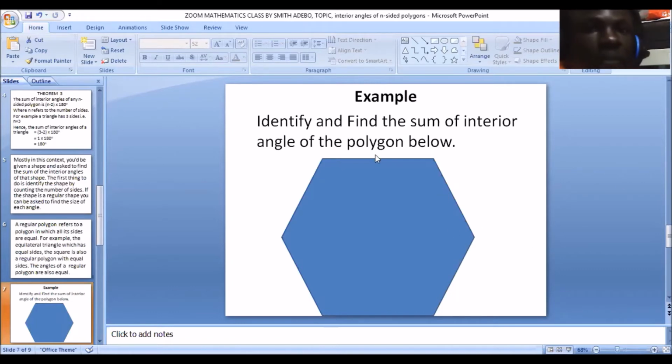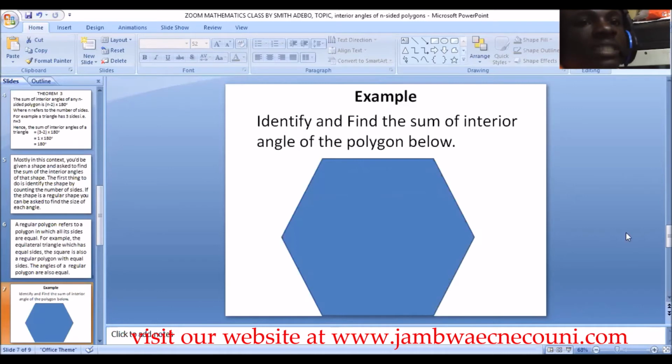So you count with me. Now this is 1, this is 2, this is 3, this is 4, this is 5, and this is 6. It means this particular polygon has 6 sides. Conversely, if you want to also count the number of angles, you observe it is also 6. You can count with me. This is 1, 2, 3, 4, 5, and 6. This particular polygon has 6 sides and 6 angles.